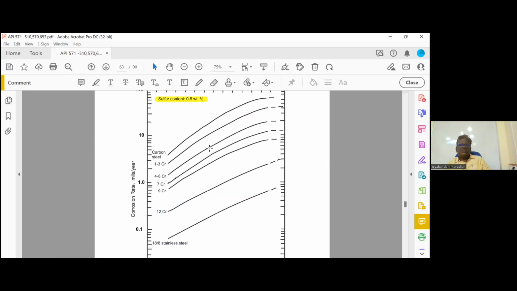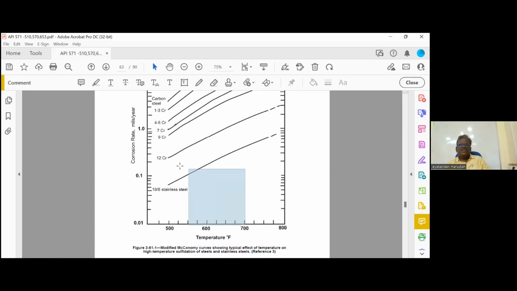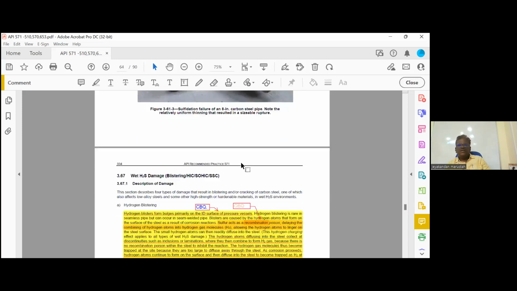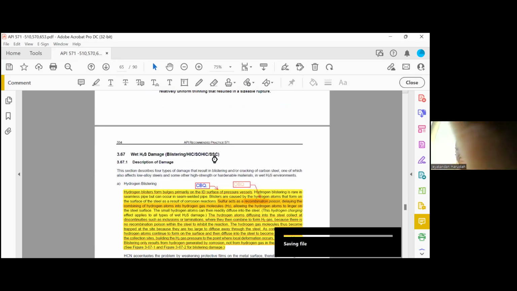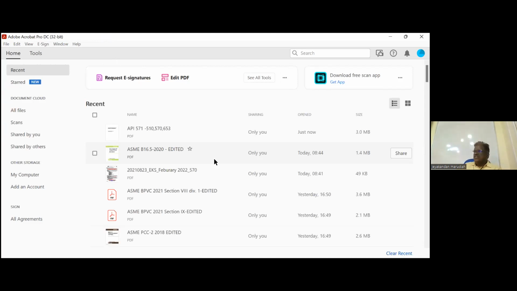Suppose you look at, for example, 700 degrees, 12 chromium. What will be the corrosion rate? You have to match here. So the line will match here. This is 1.5 mils per year. That's all for 571. So as I said, it is not a tough code book. Actually, it is a tough code book. It's not an easy code book.